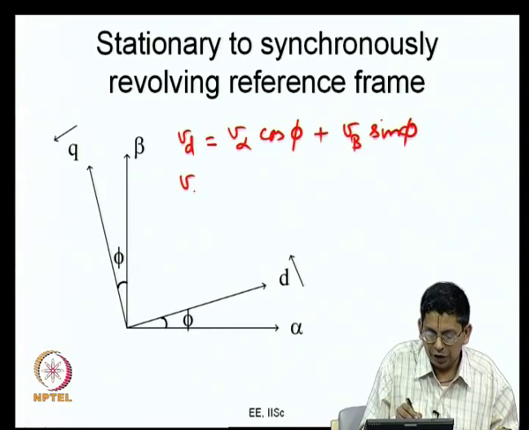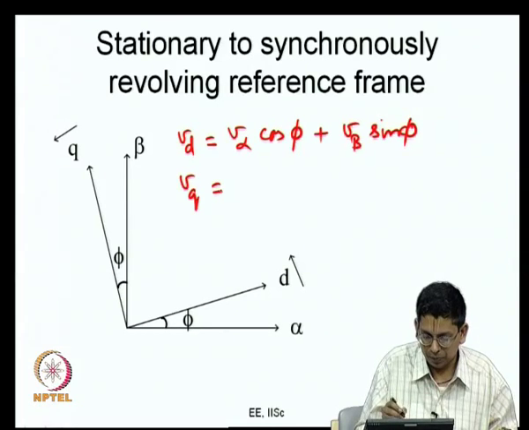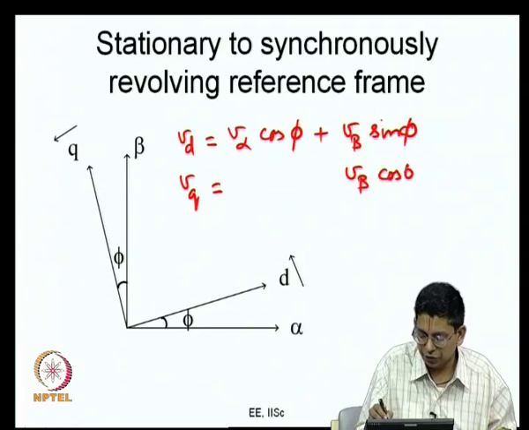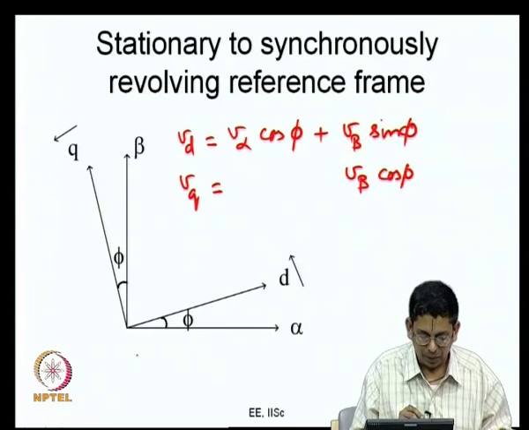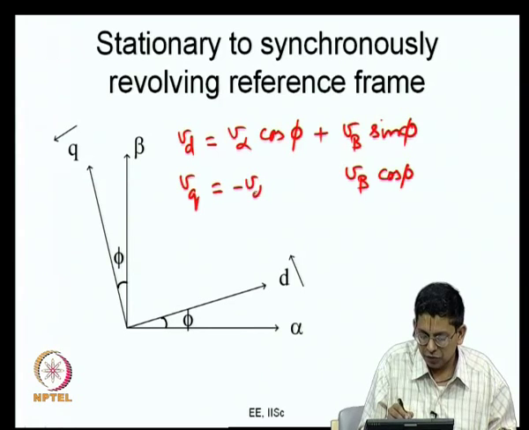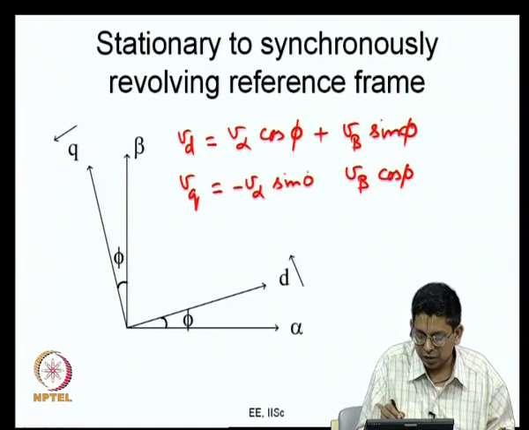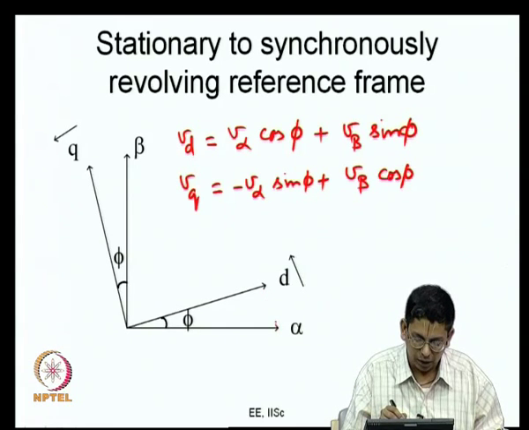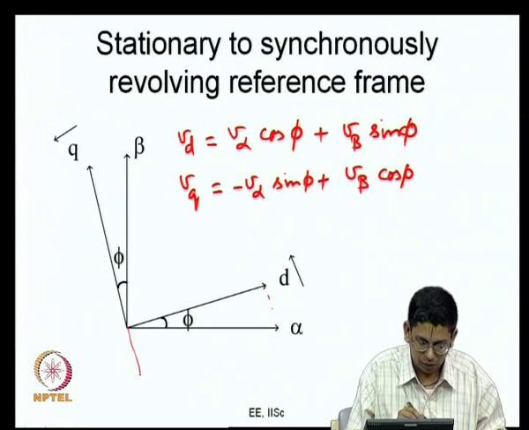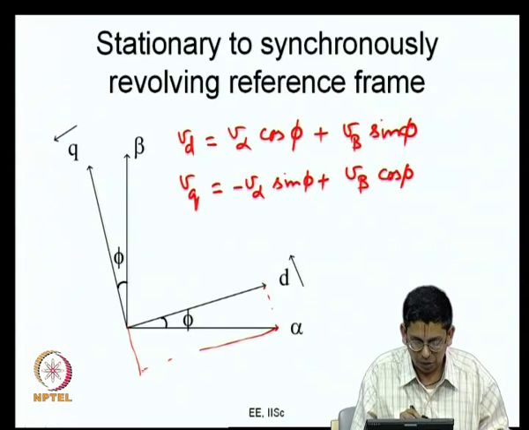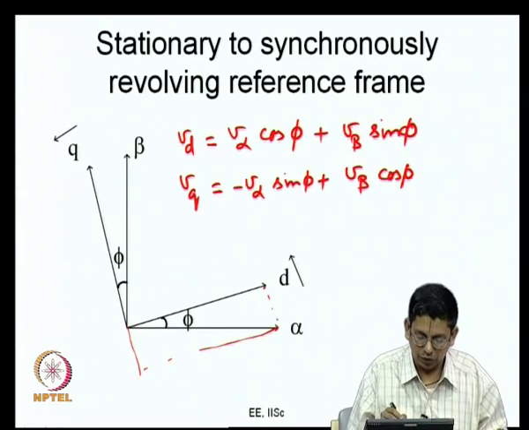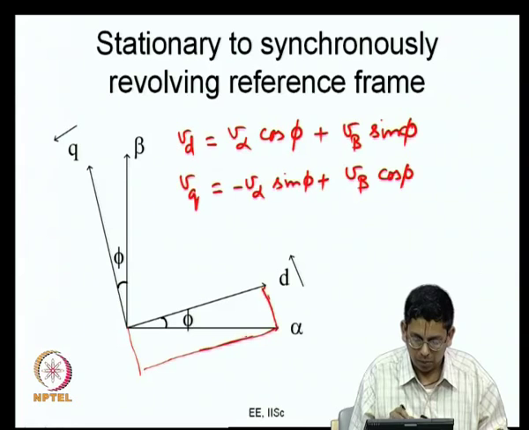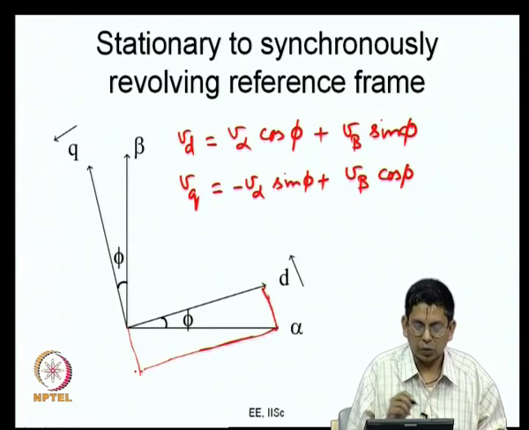Similarly, you have VQ. VQ is going to be V beta times cos phi, and if you take V alpha, V alpha would have minus V alpha sin phi as the component along that. So, if you resolve V alpha along that, these would be the 2 components of V alpha. So, this is V alpha cos phi, and this will be minus V alpha sin phi. That is what I have written now.